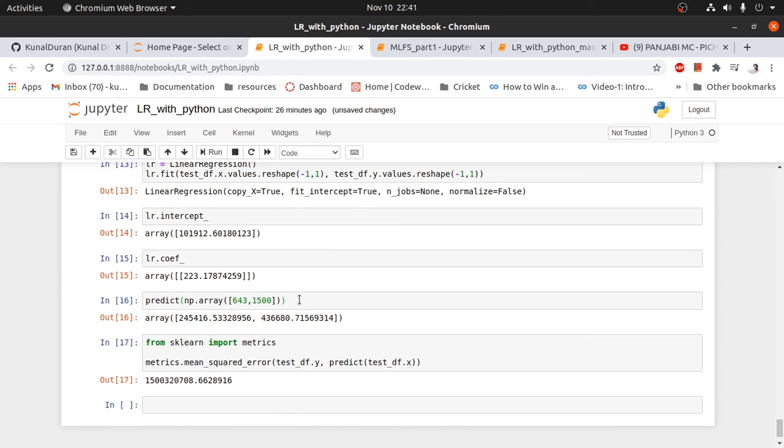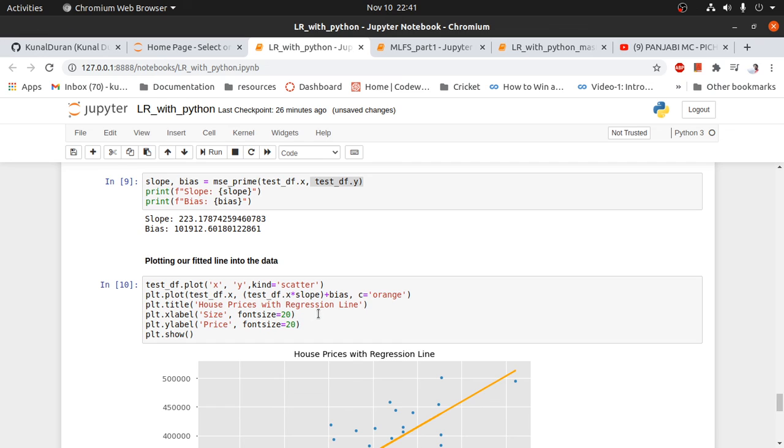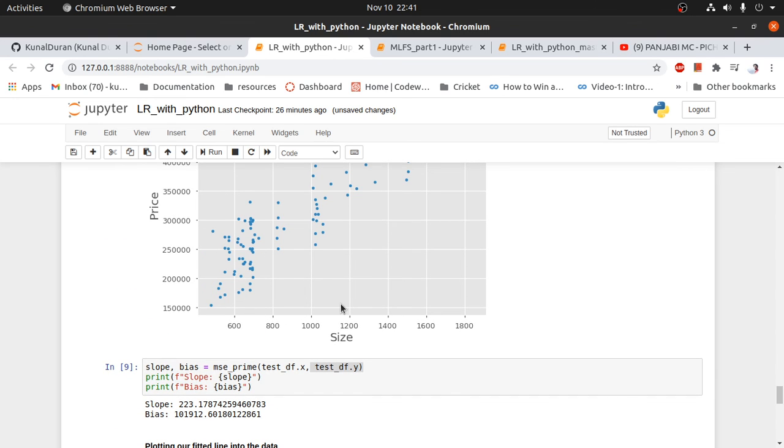So that's it. That's how easy linear regression is. So here was the Python implementation, and that's it for today. I'll try to work on more machine learning algorithms and try to implement them in almost pure Python. Okay, so that's it for today.